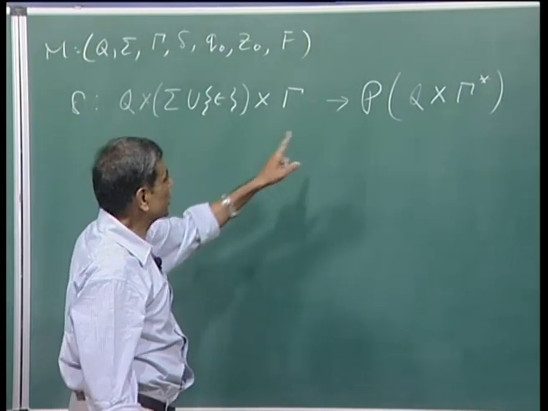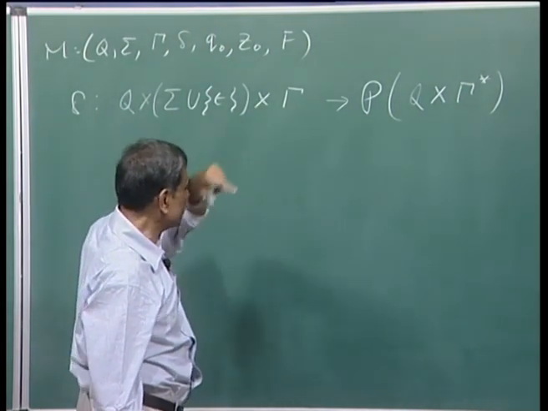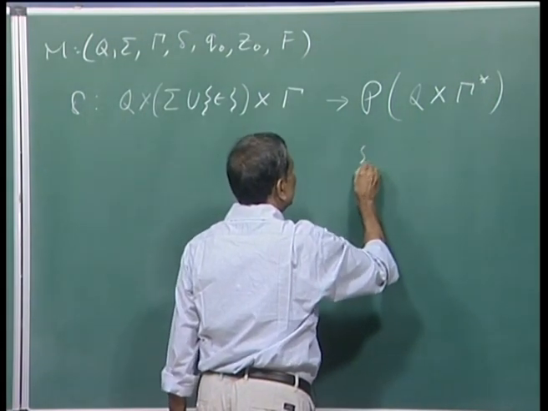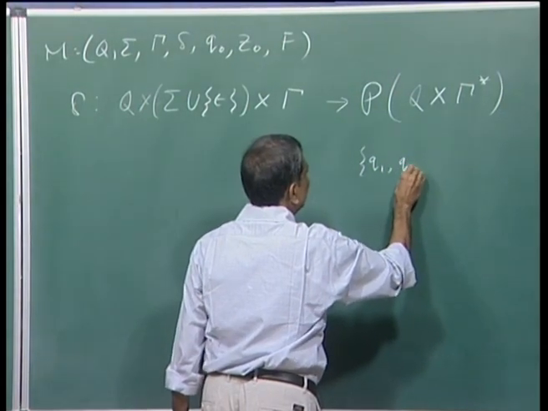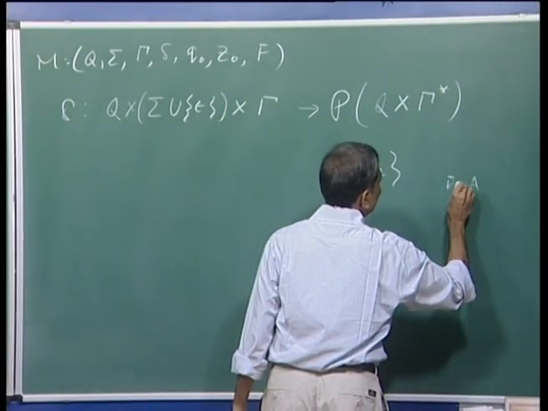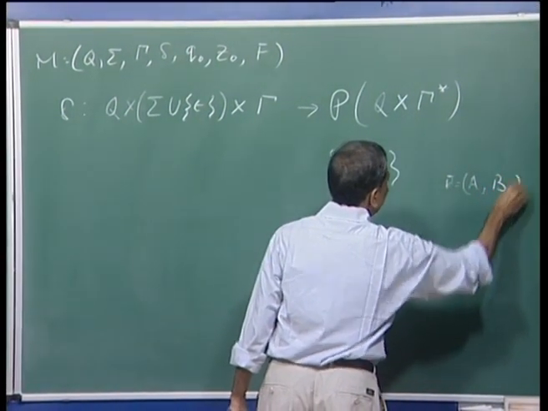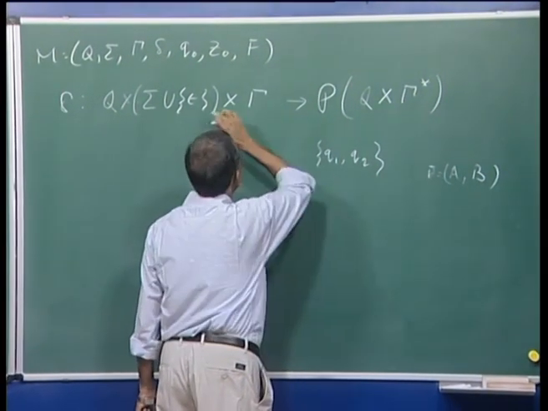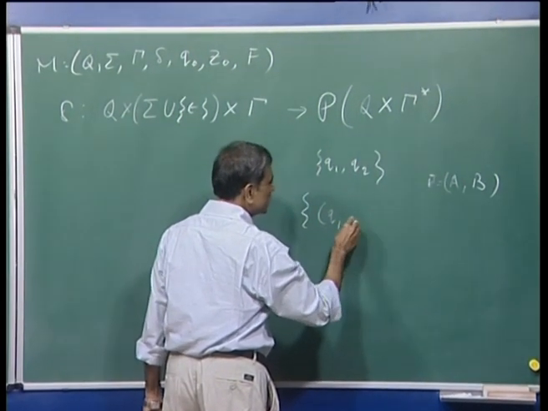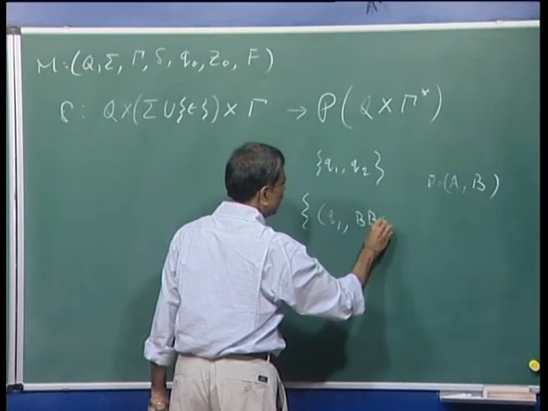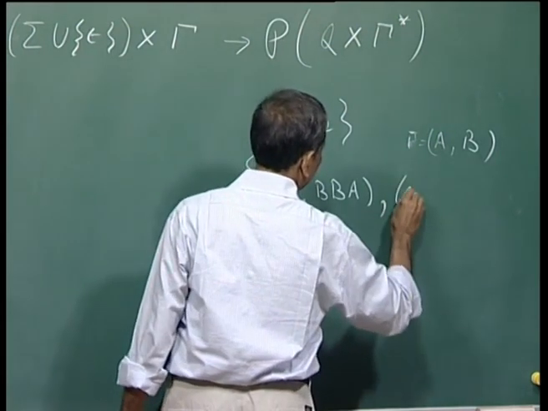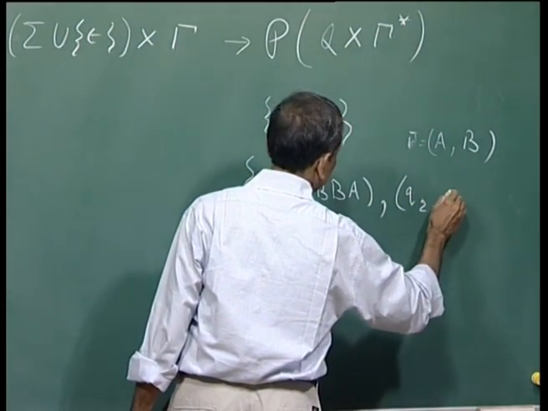So, let us understand this. The way you are writing it might be slightly confusing. Let us say I had Q to be q1, q2, and I had some gamma to be a, b. And let us say in a particular move, the machine could either go to q1, and the top stack symbol would have been replaced by BBA, or let us say q2 and let us say B.